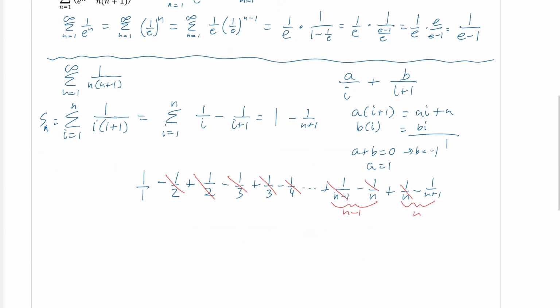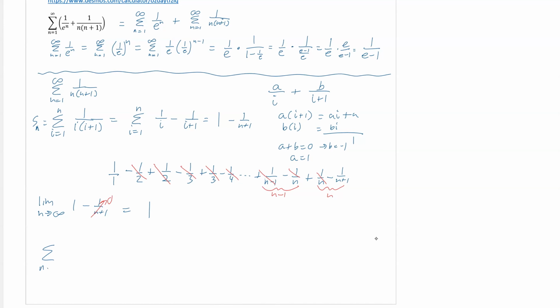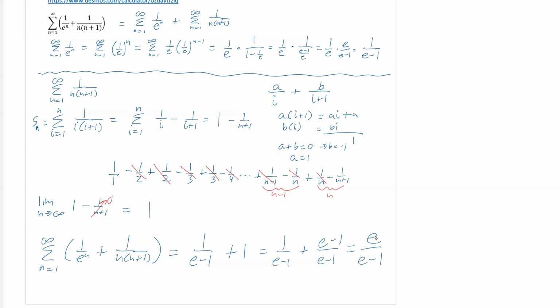So now we got to take it to infinity. So limit as n approaches infinity of 1 minus 1 over n plus 1. And we know that goes to 0. And so we get 1. All right, now we just put them together. So our sum from n equals 1 to infinity of 1 over e to the n plus 1 over n times n plus 1 is equal to 1 over e minus 1 plus 1. And so now all we have to do is add them. So 1 over e minus 1 plus e minus 1 over e minus 1. The 1's cancel, and we get e over e minus 1.